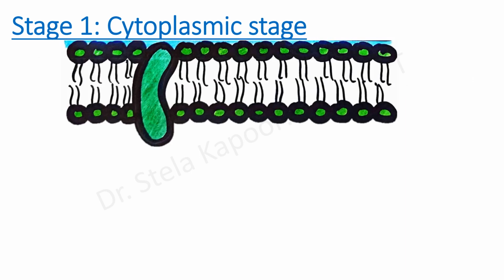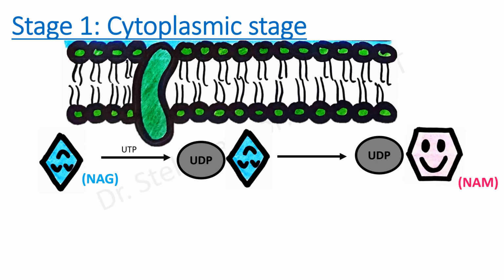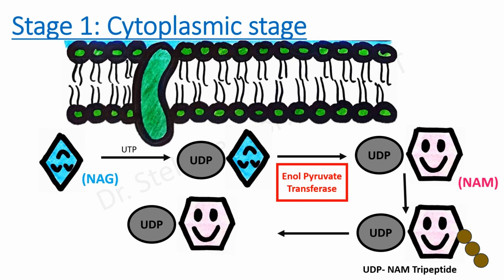So NAG present previously in the cytoplasm uses UTP or uridine triphosphate to form UDP-NAG, which is then converted to UDP-NAM in the presence of this very important enzyme, enol pyruvate transferase. This unit is then conjugated with three amino acids, namely alanine, glutamate and lysine, to form UDP-NAM tripeptide, which further, on addition of two alanine amino acids, forms UDP-NAM pentapeptide.